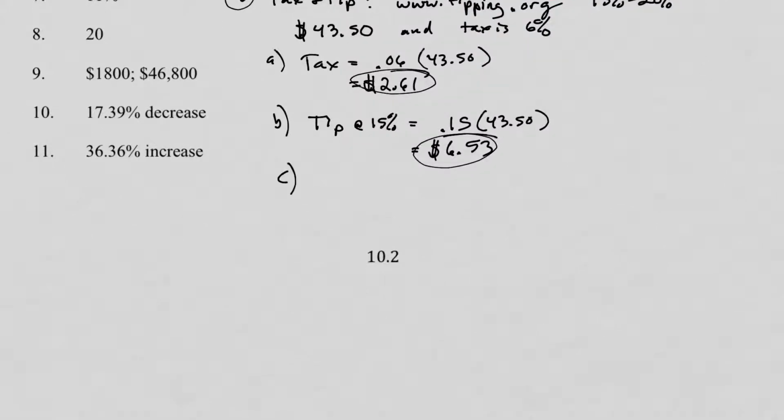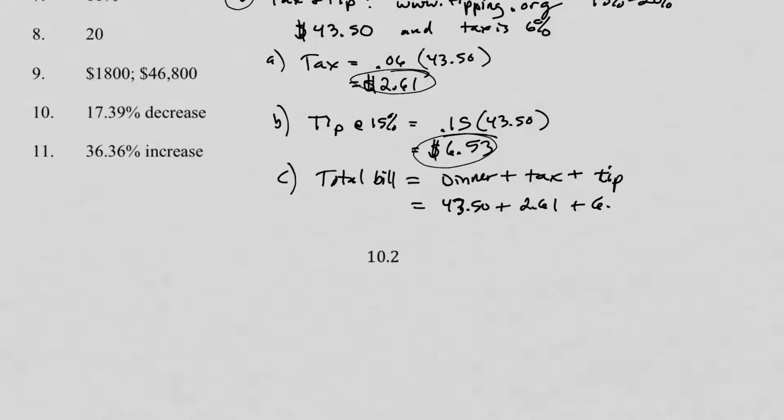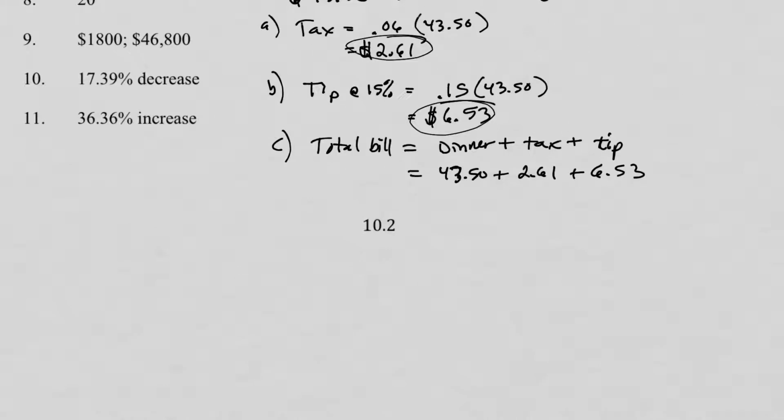So now what the question is, what is the total bill? Or the total cost. So the total is going to be basically dinner plus tax plus tip. So $43.50 plus 2.61 plus 6.53. Add these all up and we get $52.64 total. Okay.